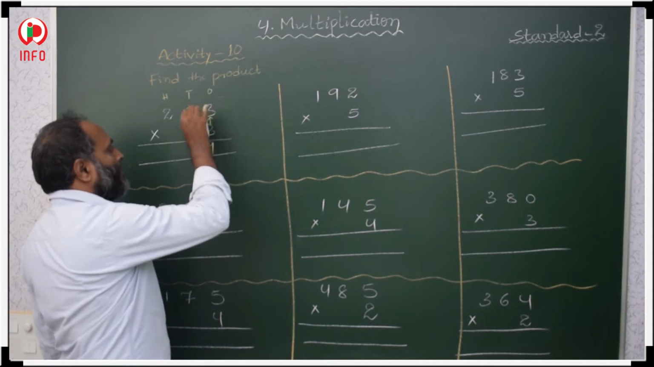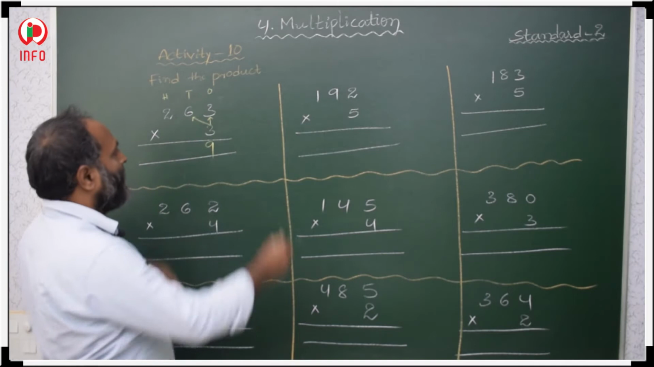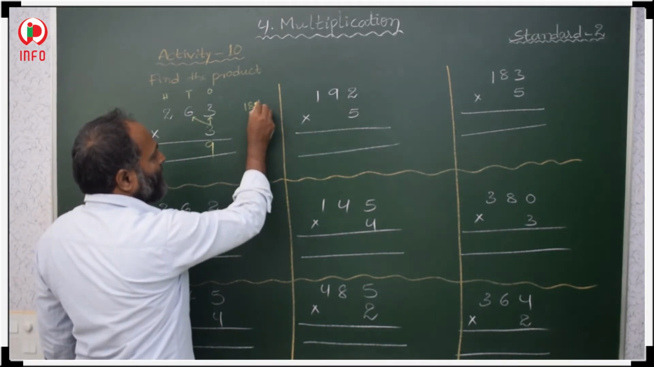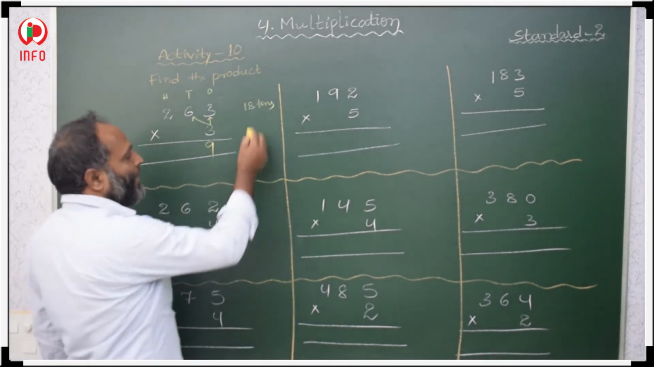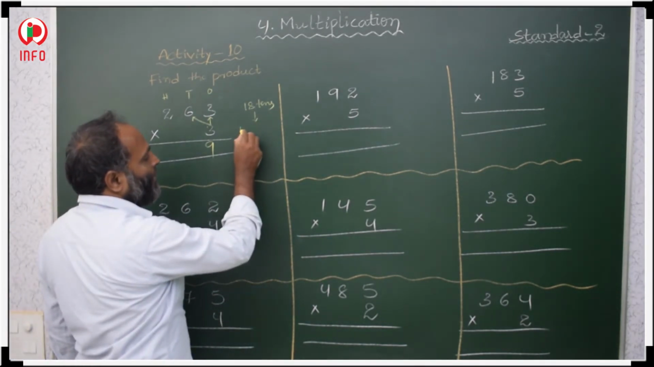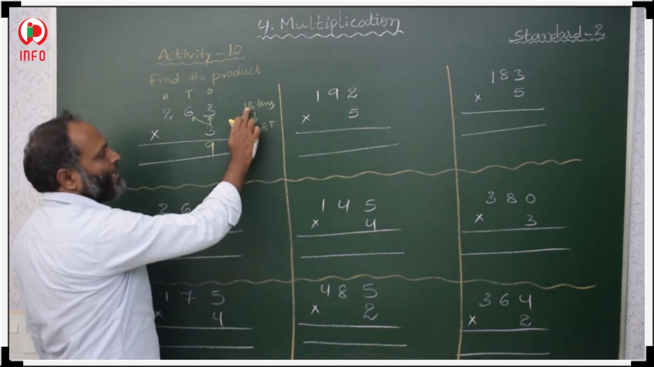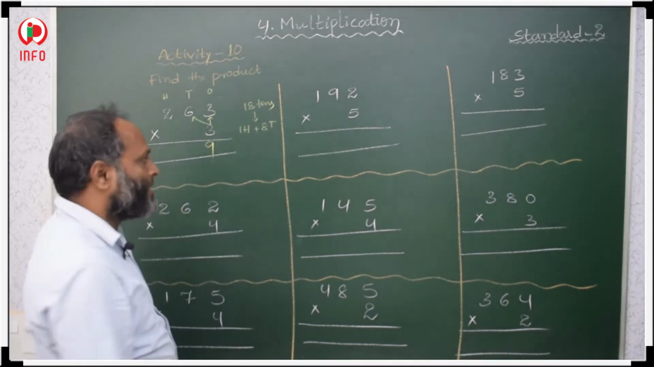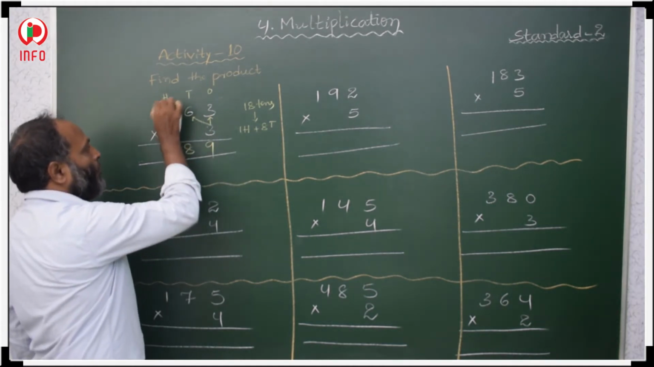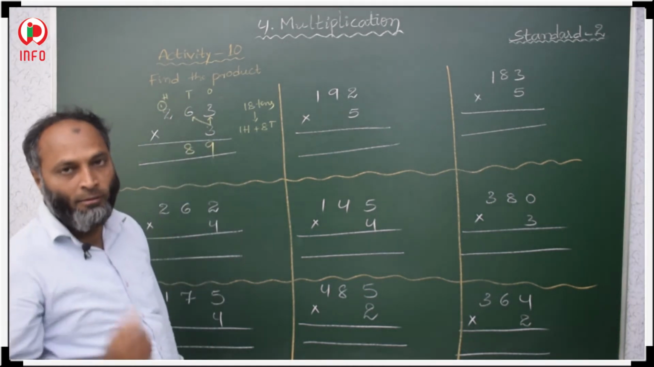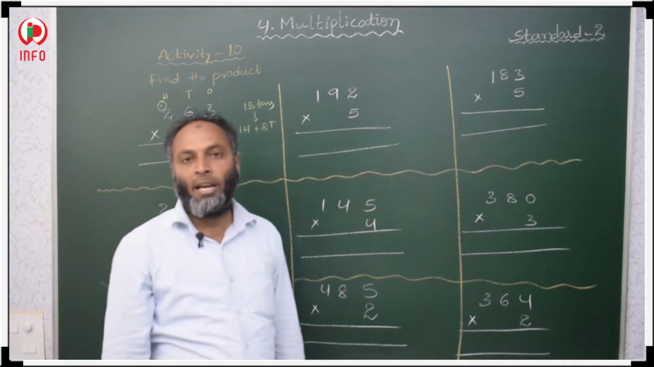Now 3 sixes are 18, 18 tens. What does 18 tens mean? 18 tens means 1 hundred plus 8 tens, 8 tens and 100. It means 8 we have to write in the tens place, 1 we have to carry over to the hundreds place. 100 and 8 tens makes 18 tens.